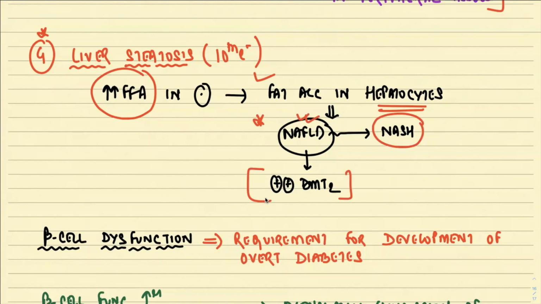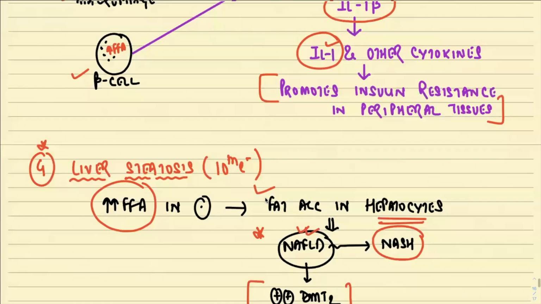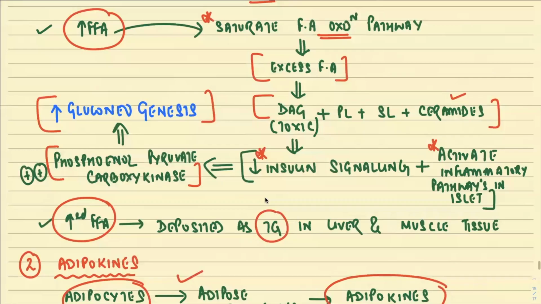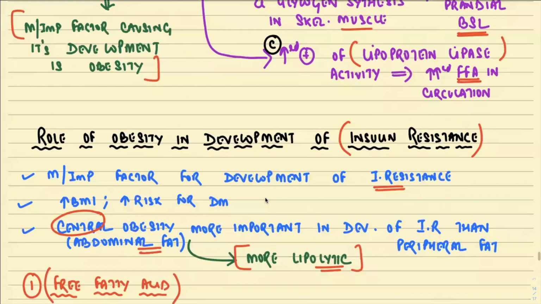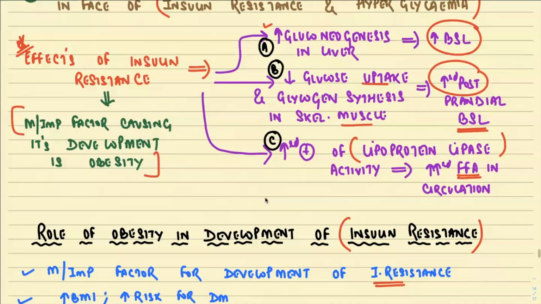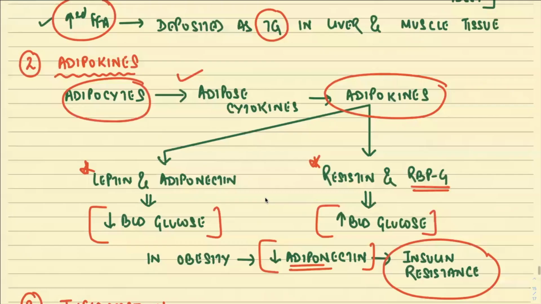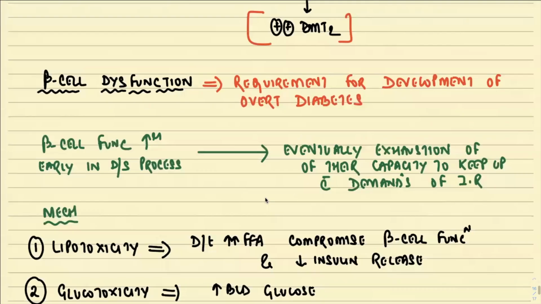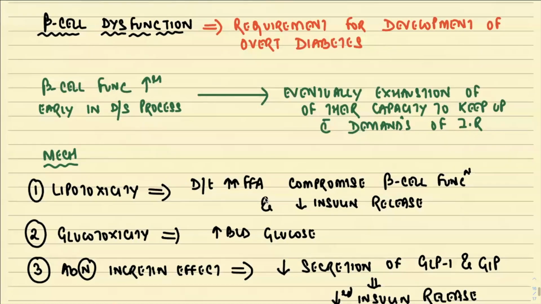So this was the first aspect of type 2 diabetes mellitus, that is how insulin resistance is being developed and what is the role of obesity in the development of insulin resistance, along with the effects of insulin resistance in our body. Now, the second important aspect of type 2 diabetes mellitus, as you will remember, was the beta cell dysfunction. This is also a requirement for the development of overt diabetes. Just insulin resistance will not lead to development of diabetes.